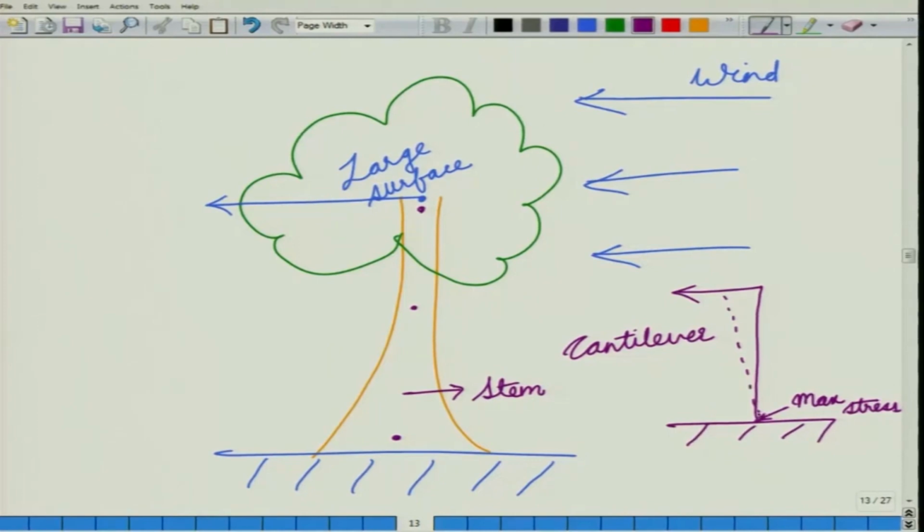So, if this tree does not want to get toppled, it would try to accumulate more mass at the bottom as compared to the top, where you have less stress. This would give it a tapered structure, which is what Metzger's beam theory states. We will come to it in much more detail in a later lecture.